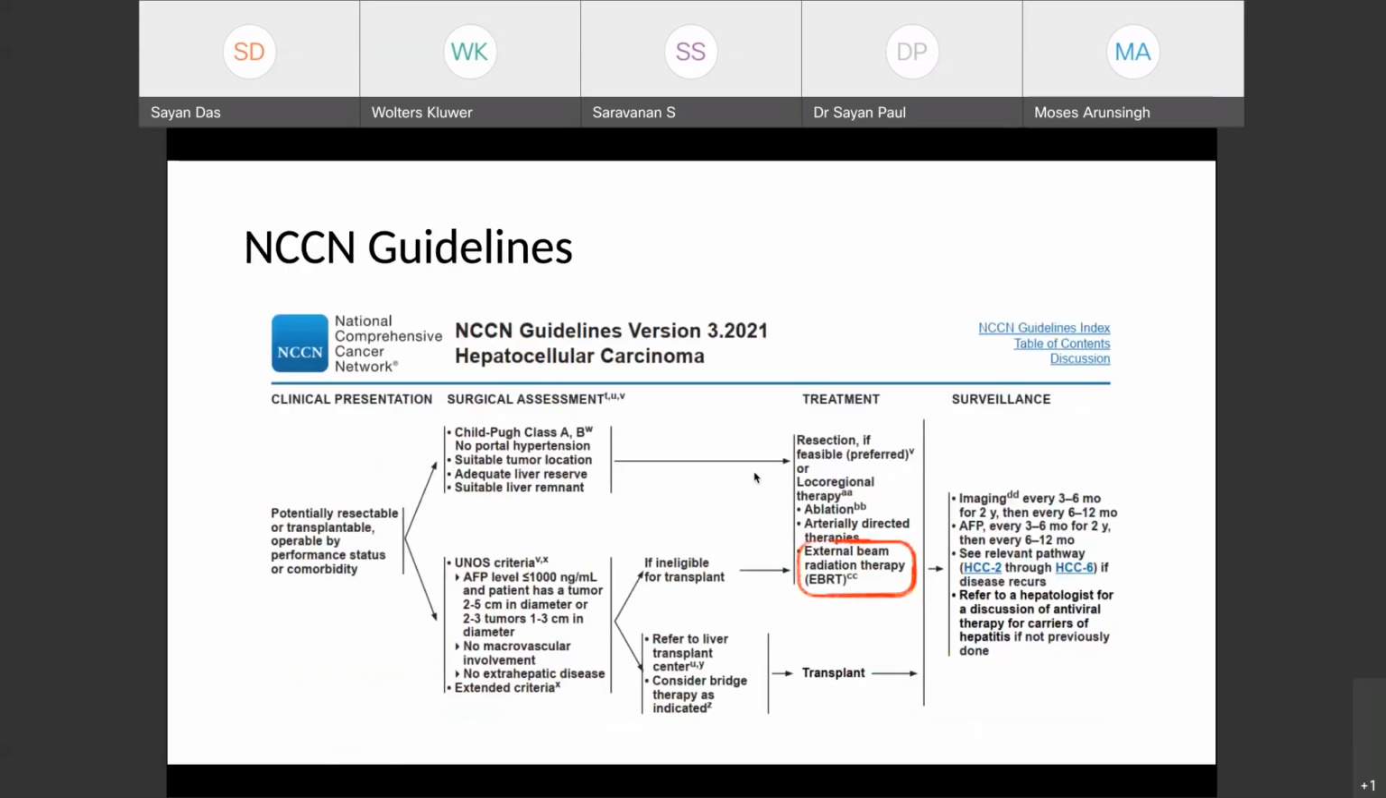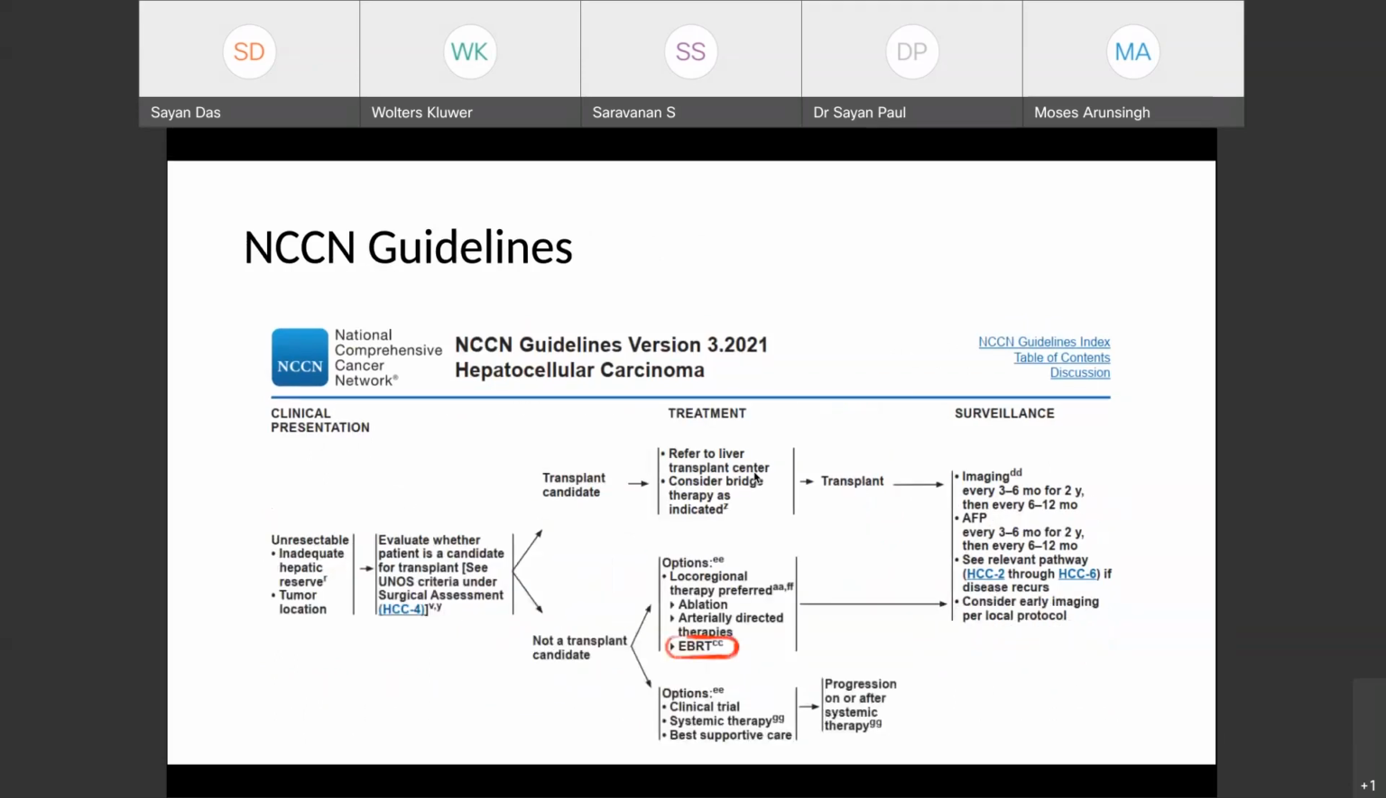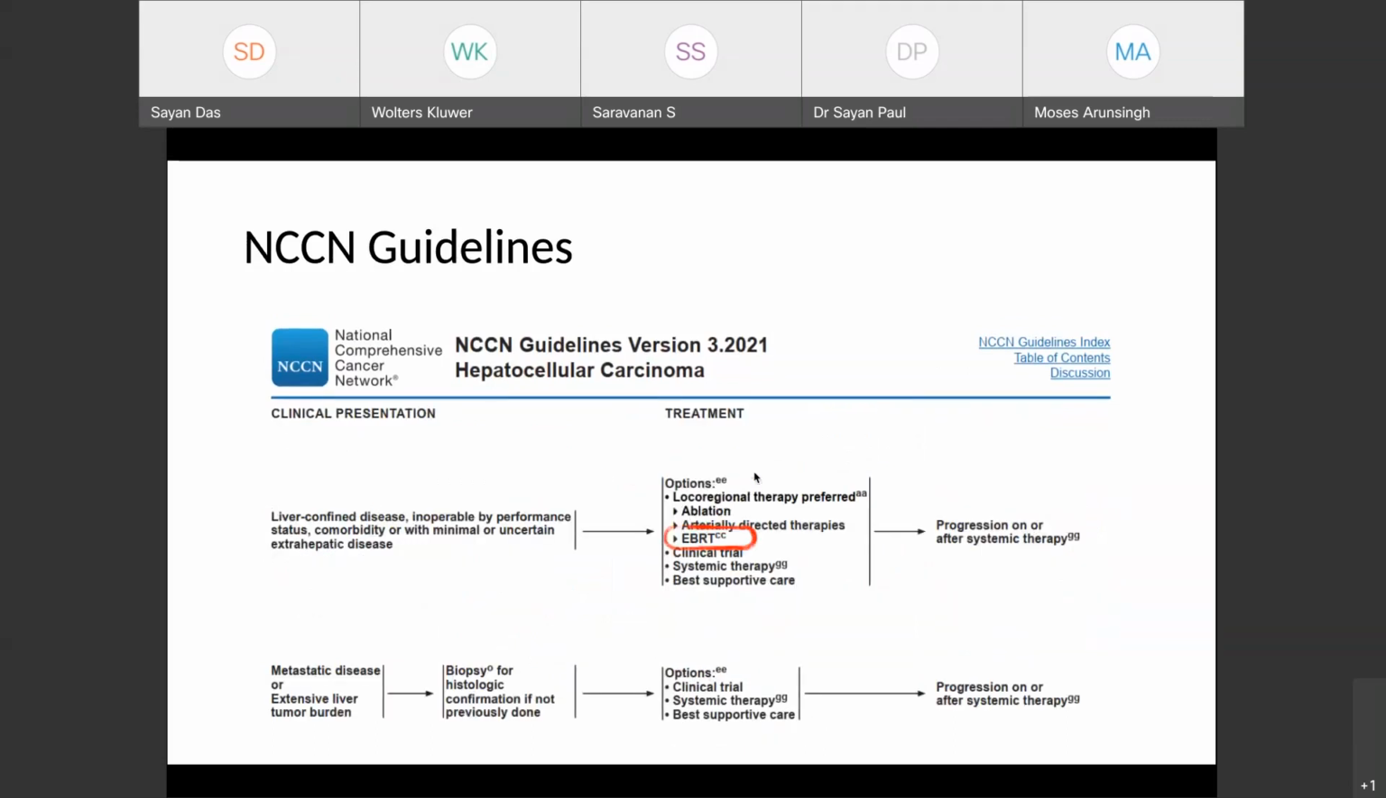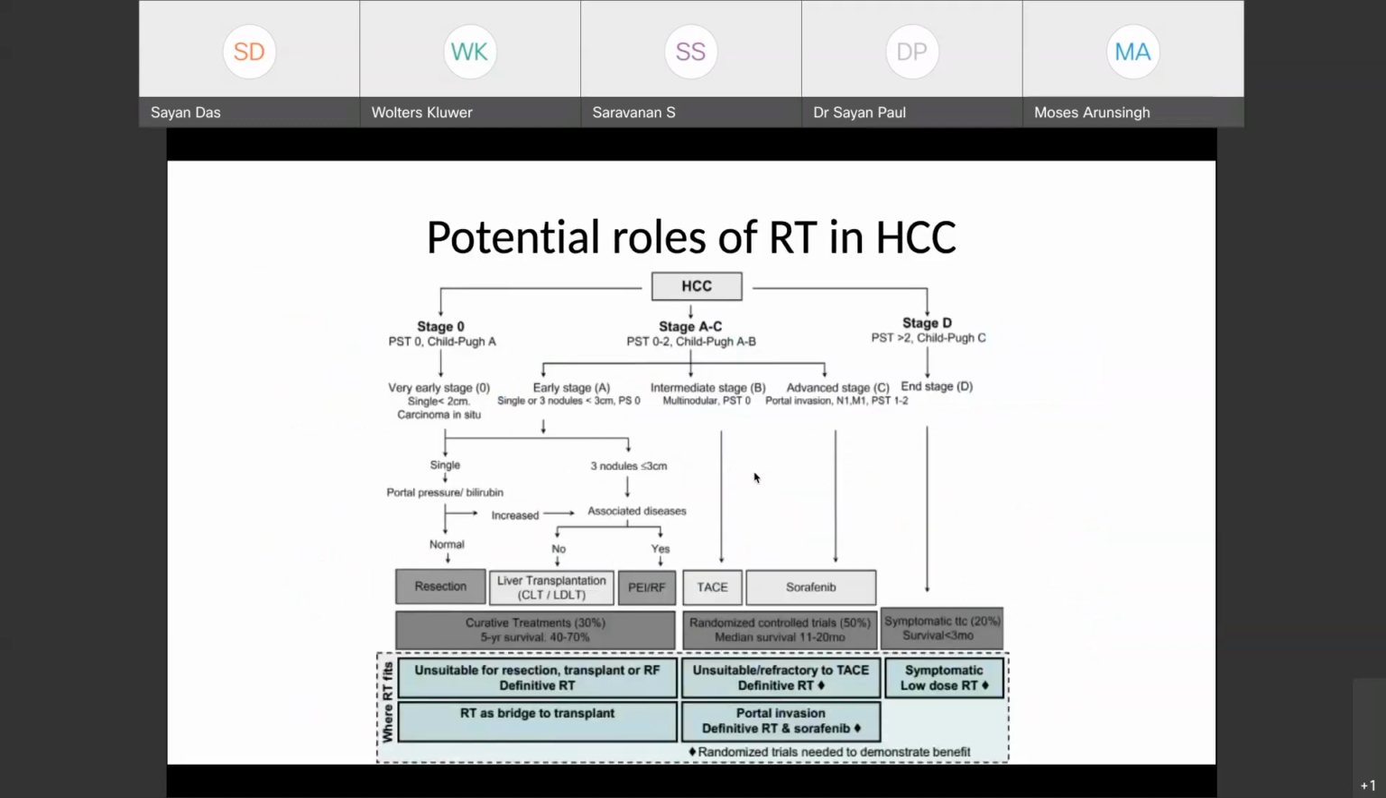What does NCCN say? Fortunately, it's one of the guidelines that has added EBRT since 2019, I believe, as part of the local regional treatments if surgery is not feasible. In non-resectable cases also, along with ablation and transarterial therapies, there is mention of EBRT, and even for inoperable disease or with comorbidities, as long as it's liver confined, there's some role of EBRT. However, it's category 2B.